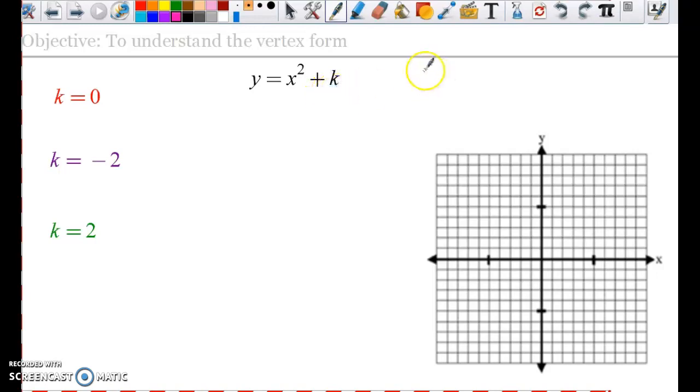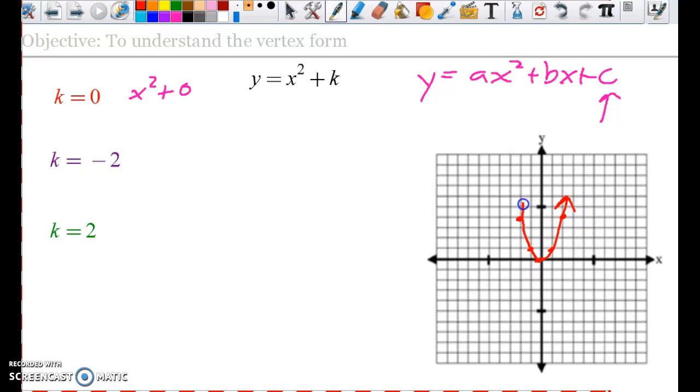And what did that constant c do? Remember when we had y equals a times x squared plus bx plus c? What did that c value tell us? You should be screaming at your screen right now. It's the y-intercept. So if I have x squared plus 0, well, of course, that's going to be just the normal parabola with the y-intercept of 0.